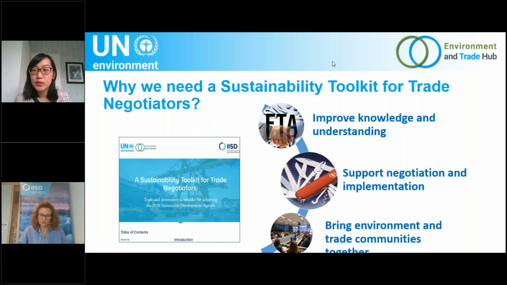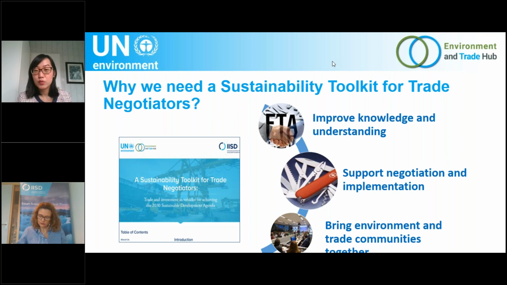And the second thing is to support negotiation and implementation. This is also of particular importance for negotiators from developing countries, who normally do not have a very big supporting team with lawyers, economists, professors or economic modelers. So what we want to do is to provide a Swiss army knife, or a toolkit, with all the tools that can be used by negotiators to help them solve problems and find solutions.